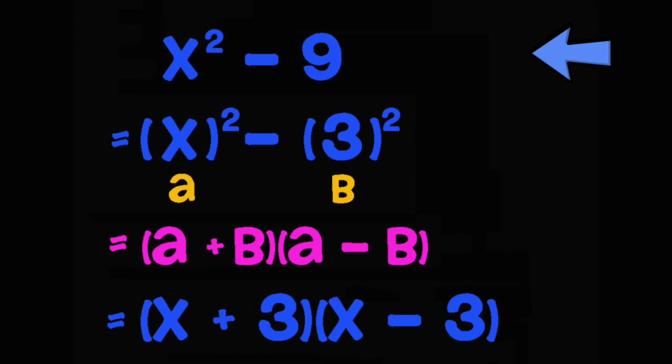As you can see here, we've got two terms that need to be factorized. The very first step is to think about what squared will get you x squared, and we'll write that in the brackets, which you can see here. So we get x in brackets squared will give us x squared. The next thing is what squared will give us 9, so you get 3 in brackets squared will get us 9. You then label the a and the b, and substitute into the formula, a plus b bracket a minus b, giving us x plus 3, x minus 3.